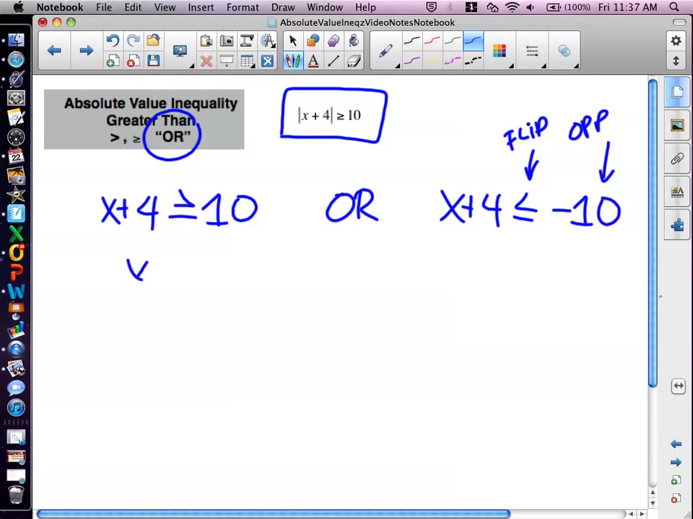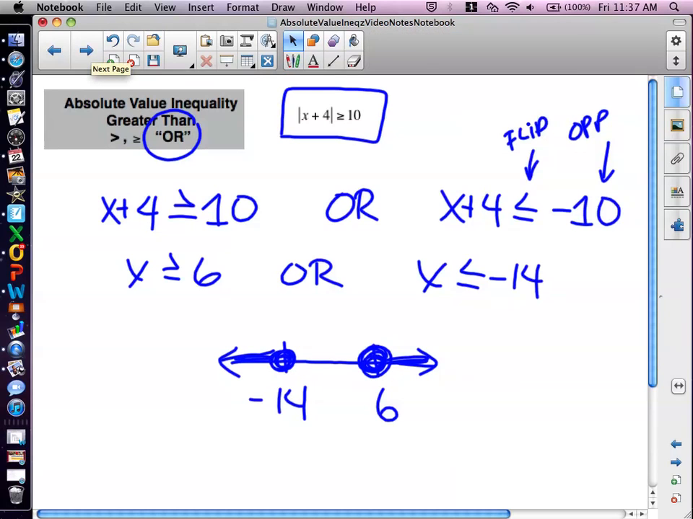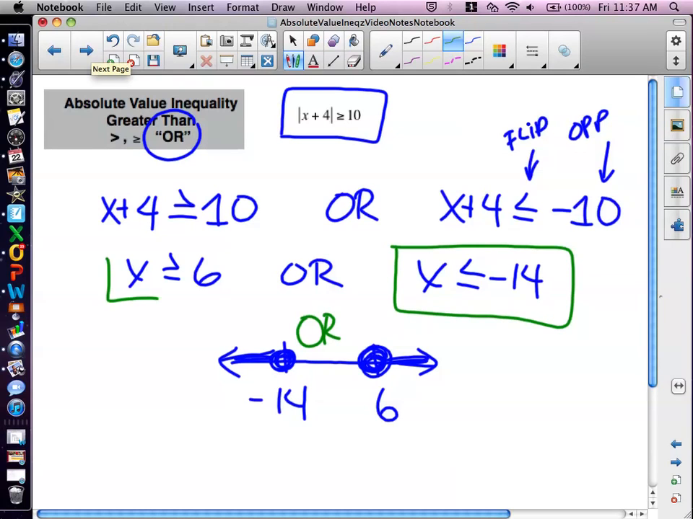Solving both of these equations, or inequalities rather, and draw a little number line, mark it up. X is greater than or equal to positive 6. That's a solid circle, shading in the positive direction. Less than or equal to negative 14, solid circle, shading in the opposite direction toward negative infinity. And I clearly have a defined, unmarked, uncolored range. And so here are my two answers, represented as inequalities and represented on a number line.